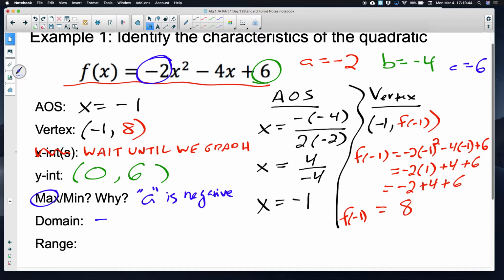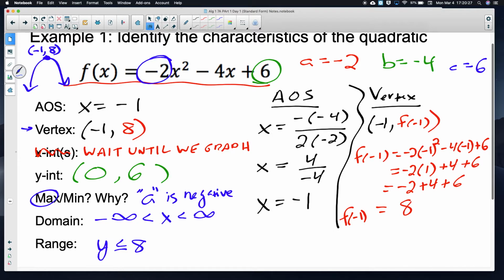For my domain, it's always going to be negative infinity to infinity. And then my range, since this is opening down, it's concave down, I know that my range is going to be less than whatever that maximum value is. So I look at my vertex here. My maximum value was 8. So y has to be less than or equal to 8, because this point right here, that vertex, is (-1, 8). So my outputs have to be less than that 8 value.